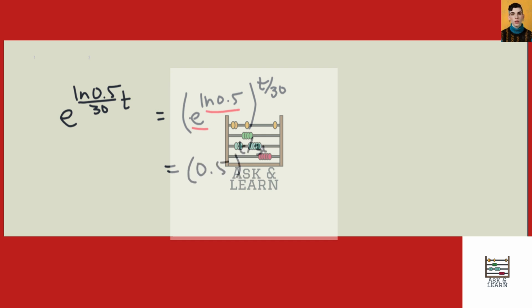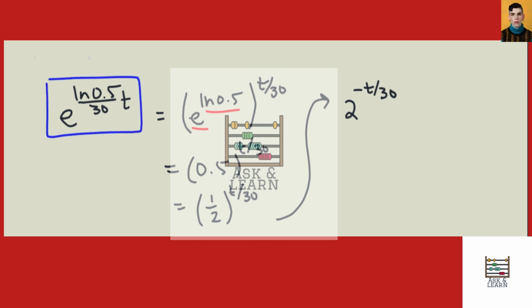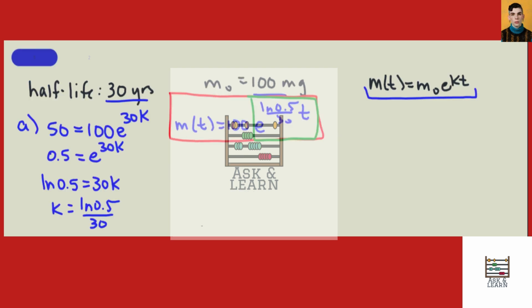And if you want to think of 0.5 as 1/2, and if you want to think of 1/2 as 2 to the negative first, we have 2 to the negative t over 30. So if we have a reason to, we can substitute that expression into the model. That gives us m of t equals 100 times 2 to the negative t over 30. That's an alternative form of our model.